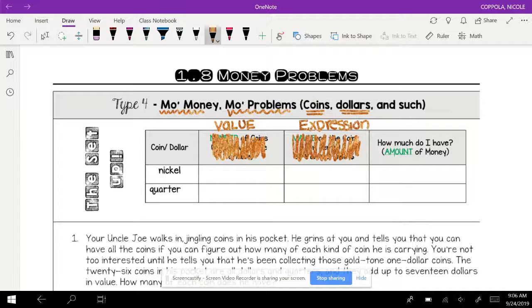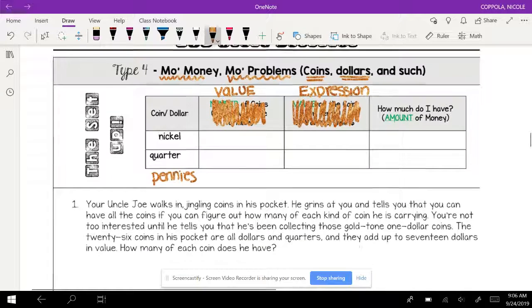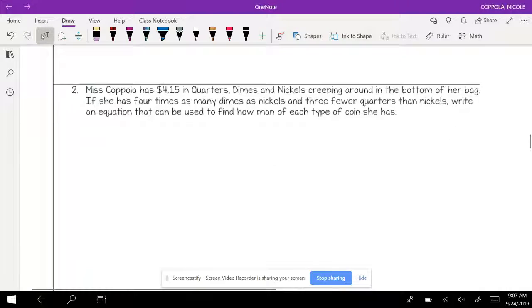Okay. So when you're reading these guys, they're going to mention nickels, quarters, they can mention pennies, dollar bills, etc. Okay. And so what you're going to want to do is make a table every time, just like this. Okay. And so I think the best way to do it is to just hop on down and do one. And we're actually going to skip number one. We're going to do number two.